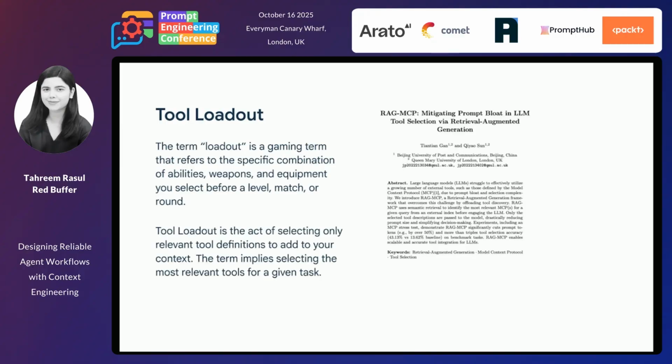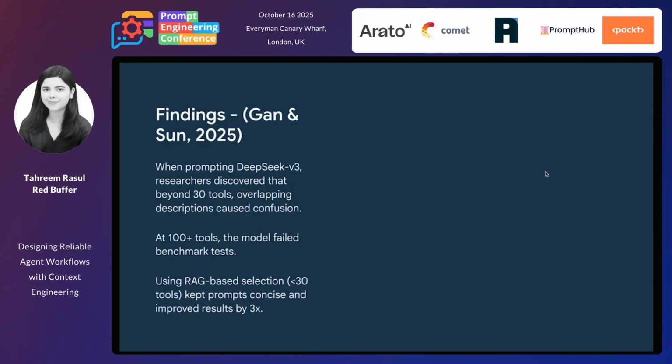The idea is that you only select relevant tool definitions for a particular task. One of the ways to do this is through RAG. You apply RAG on the descriptions of the tools and then only load tools that are relevant for that particular conversation. The authors of this paper, Gan and Sun, published it in 2025. When they prompted DeepSeek with beyond 30 tools, overlapping descriptions caused confusion, and at more than 100 tools, the model basically failed all of the benchmark tests.